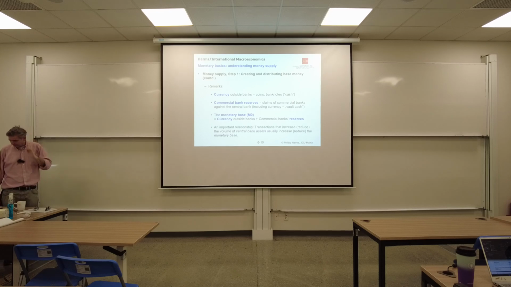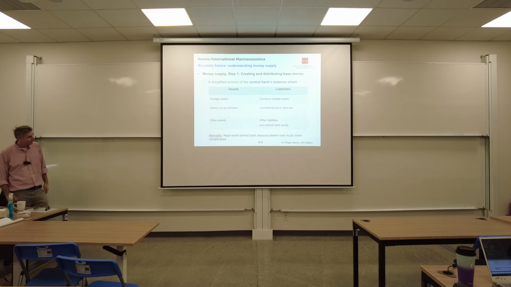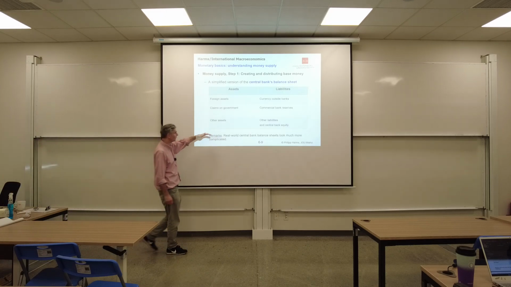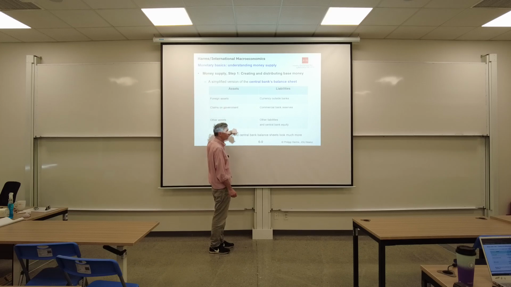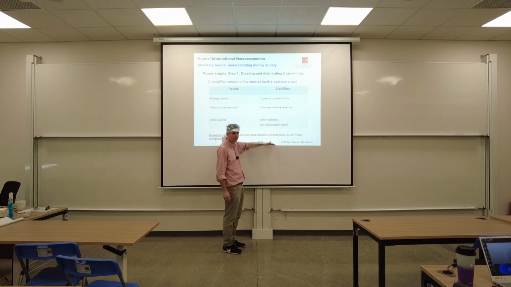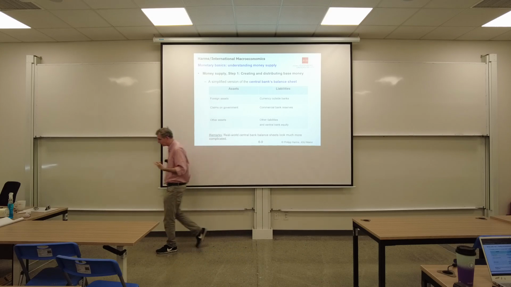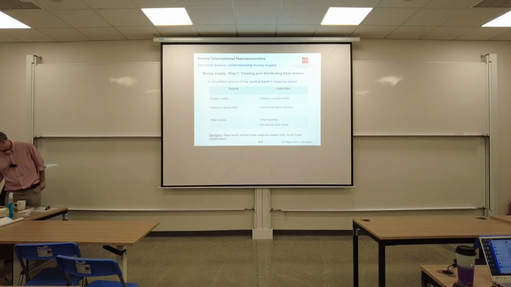Now, an important relationship is that transactions that increase the volume of central bank assets usually also increase the monetary base. So the size of the balance sheet, I mean, the volume of assets is always equal to the volume of liabilities. So if, and that's important, if, for example, the domestic central bank buys foreign assets and doesn't do anything else, that also increases the money supply, usually commercial bank reserves. So that's something to which we will return when we talk about foreign exchange interventions.